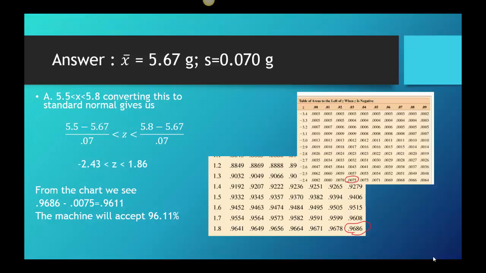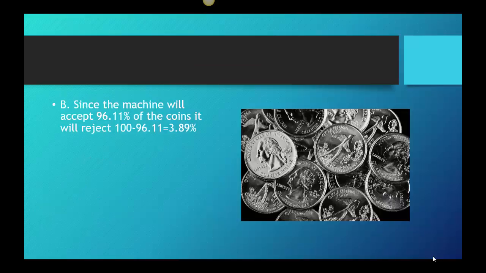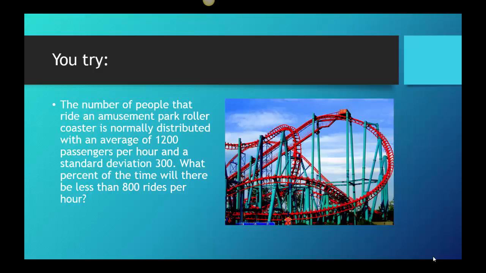If I know that 96.11% of the time the machine is going to accept it, the rest of the time it will reject it. So I don't have to use the charts, no conversions here. I just do 100 minus 96.11 and it says 3.89% of the time the machine will reject the quarters.